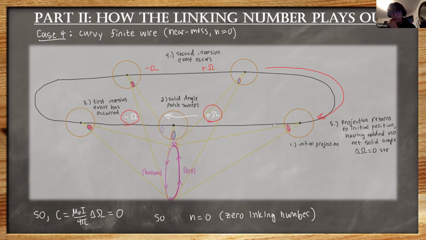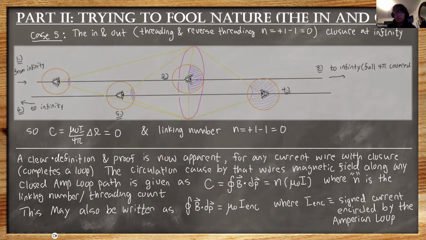Well, if you start with the exact same amount of solid angle you ended with, then you didn't have any change in solid angle as you walk the wire. So that gives us a delta capital omega of 0 and linking number 0. And then once again, you can't fool nature, right? The old in and out.